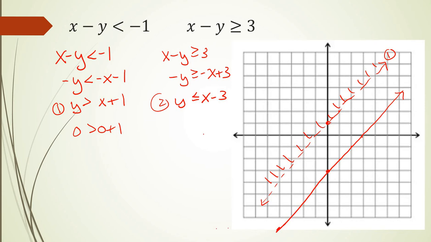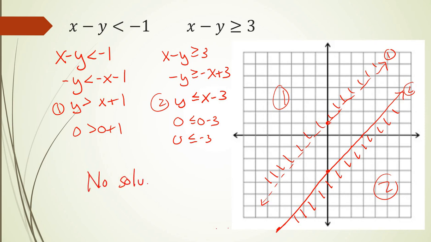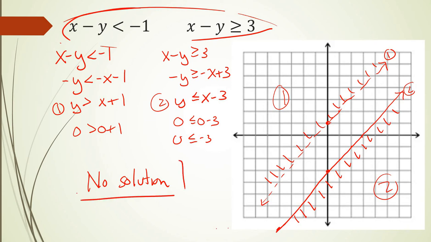Let's test 0, 0 here as well. 0 is less than or equal to -3. That's false, so again I'm going to shade away from 0. And the overlap area doesn't exist. There is this whole area up top that is a solution to the first equation. This area down here is a solution to the second equation, but there is no solution for the system. There is no xy ordered pair that can make both of these statements true. So no solution is my final answer.